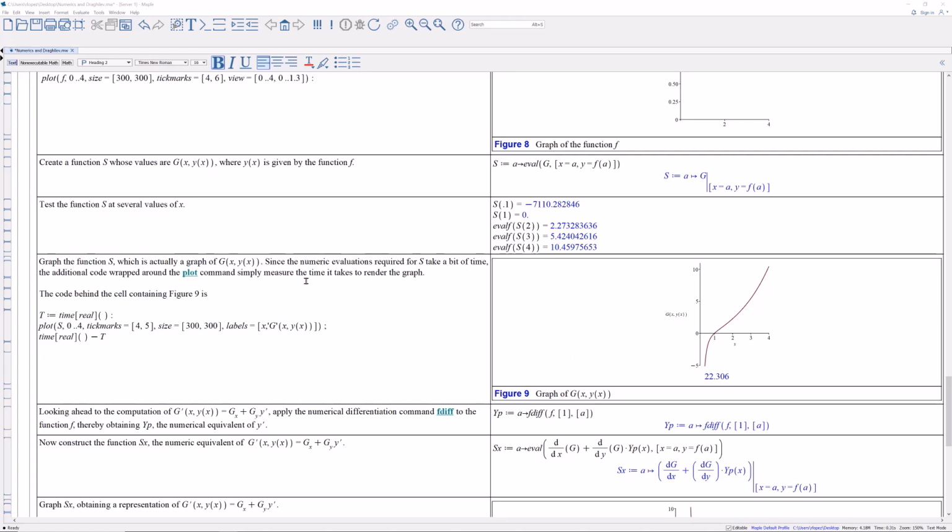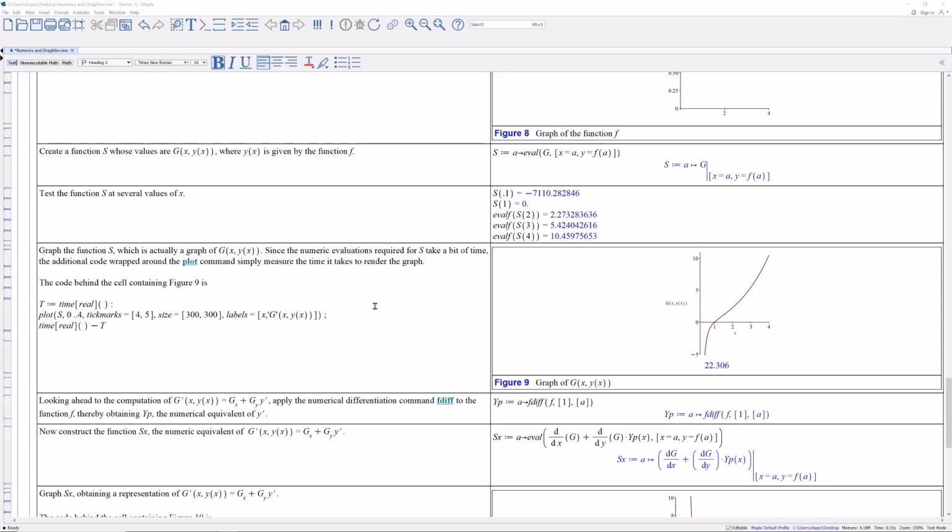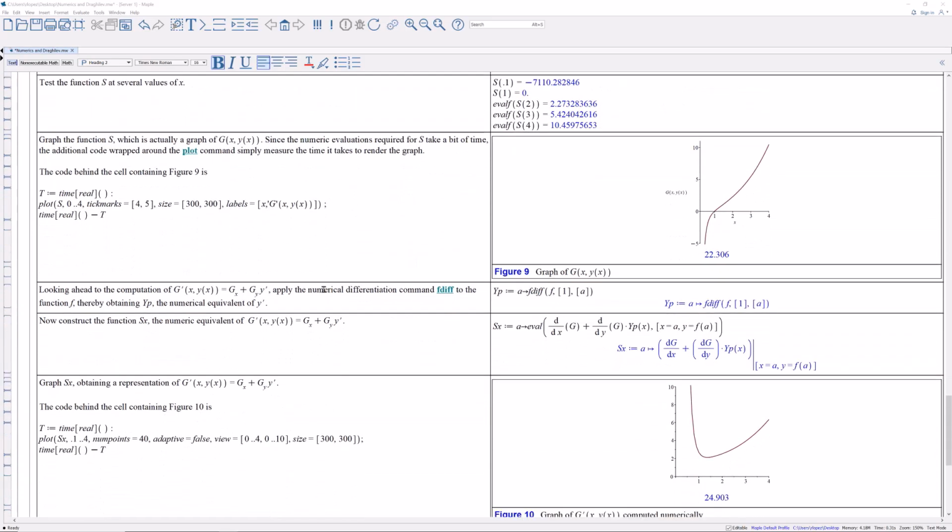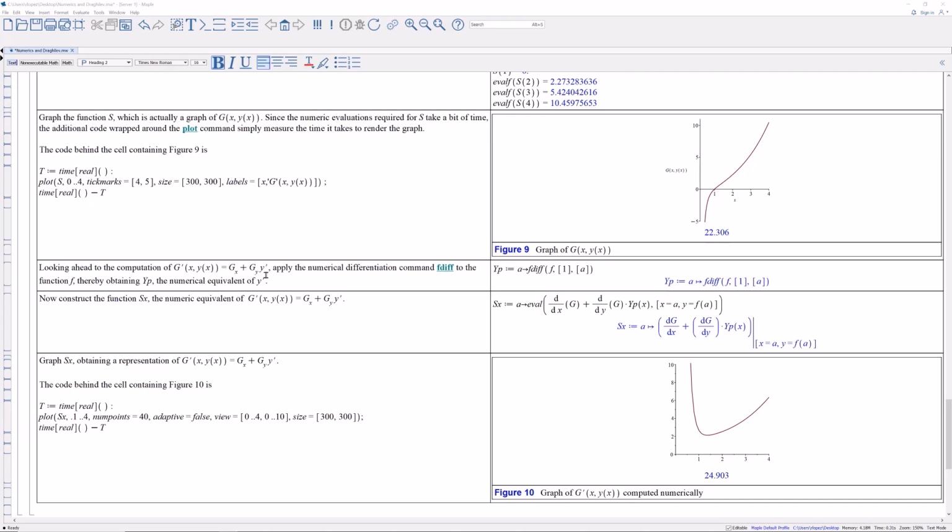So now we're looking at the derivative, and we're going to obtain the derivative by looking at some calculus. g_x plus g_y y prime. Can we create such an item? Well, we're going to need a y prime, so let's use fdiff to get y prime, and I call that yp. And we've got to put all of that together: g sub x, partial with respect to x, g sub y, y prime. So I poked around and I tried this.